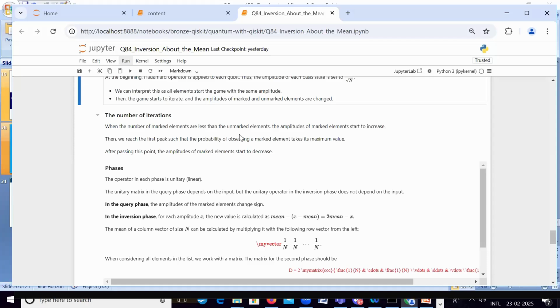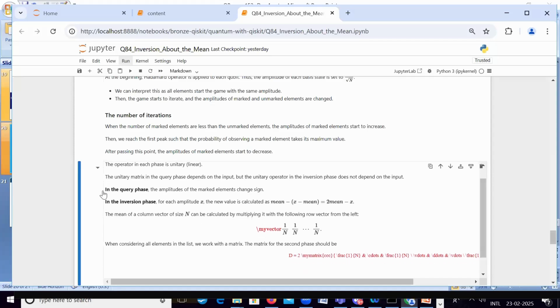So in that case, from n minus 2 onwards, the element starts to increase its amplitude. Thus, for each of the first peak, the probability of observing the marked element takes the maximum value. This is a bit difficult, but we'll see by examples. Now, next is to see the phases.